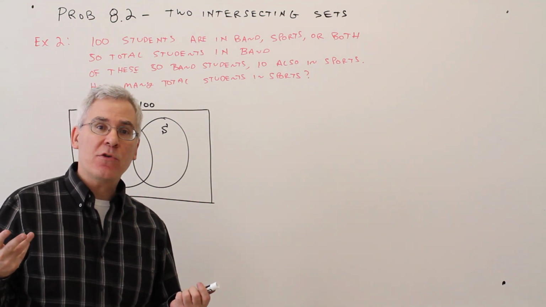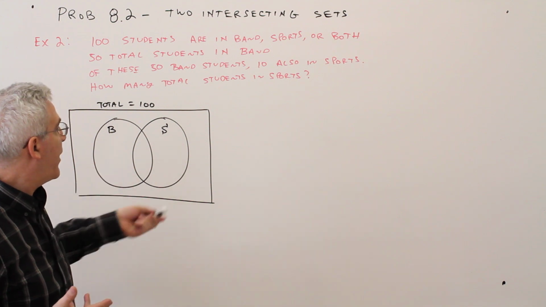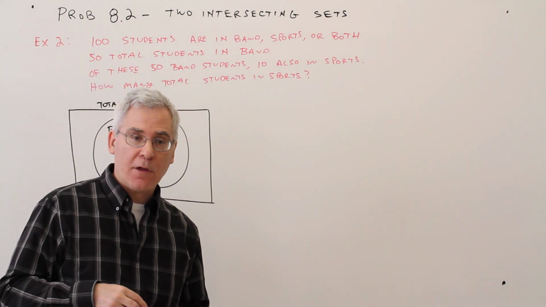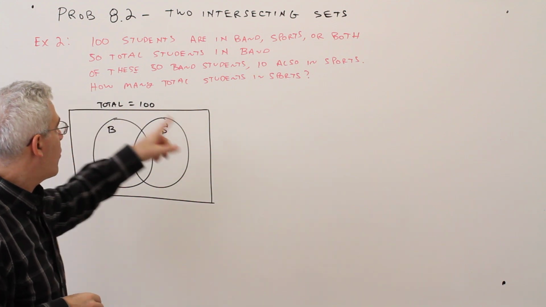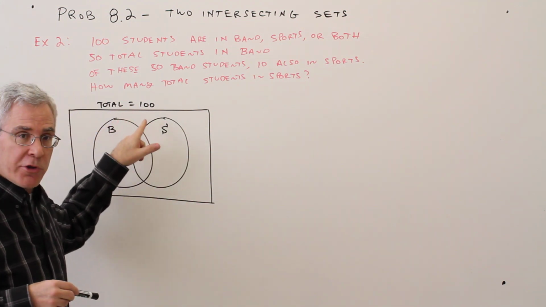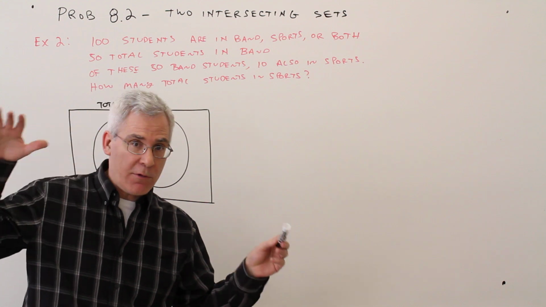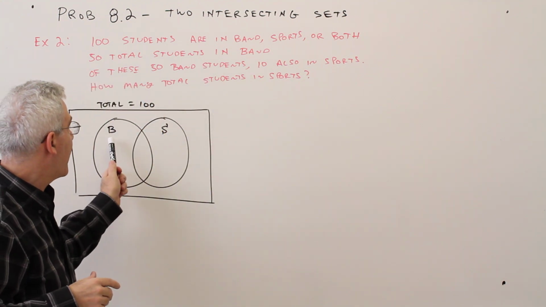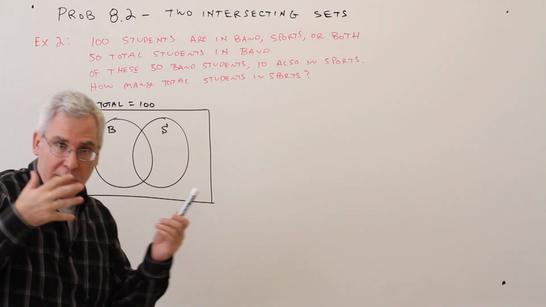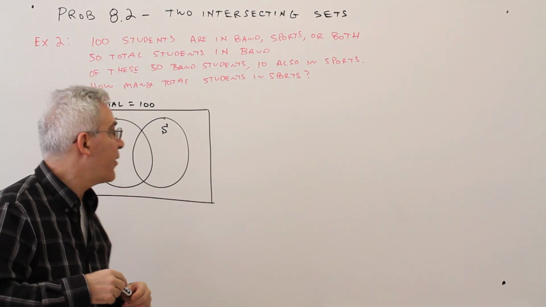Okay, I'll show you two methods of doing this, with a picture or with that previous formula we had for two overlapping sets. All right, so I drew a Venn diagram here. My total universe is those 100 students that are in band, sports, or both. And I've got two overlapping sets, band and sports. Again, you could be in both, so we overlap the sets.